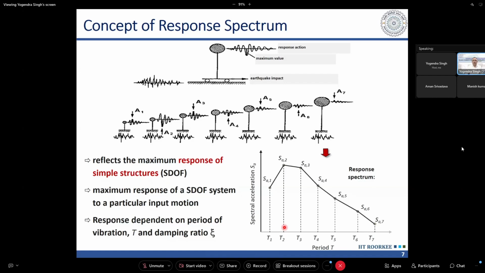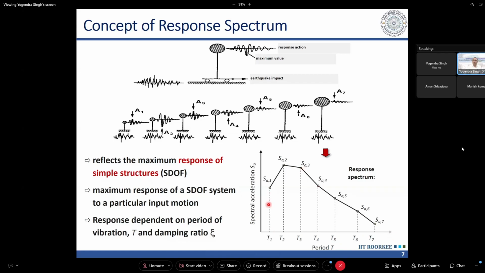It can be the displacement of the single degree freedom system, it can be the velocity of the single degree freedom system, and sometimes it can be even moment or shear force or stress or strain. Any of these response quantities I can take, and if I plot those response quantities with period, I will get a graph, and this graph we call the response spectrum. If I have done it for acceleration, then we call it spectral acceleration. So this response spectrum is representing the peak response of a series of single degree freedom systems which have increasing periods.